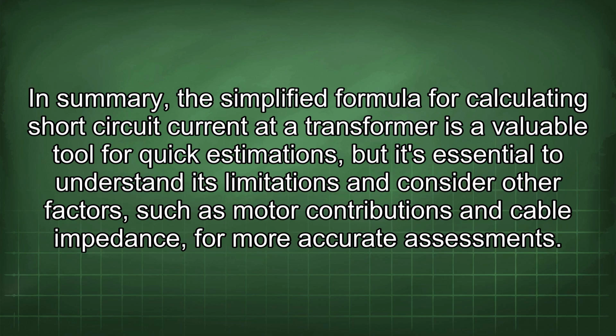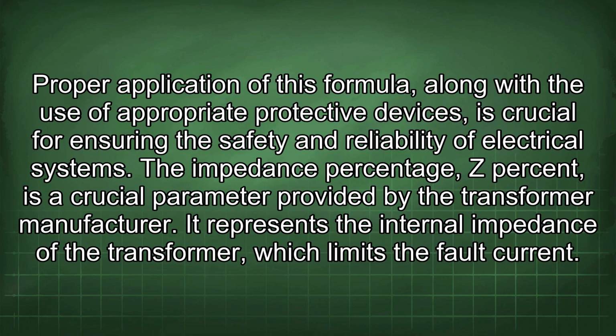In summary, the simplified formula for calculating short-circuit current at a transformer is a valuable tool for quick estimations, but it's essential to understand its limitations and consider other factors such as motor contributions and cable impedance for more accurate assessments. Proper application of this formula, along with the use of appropriate protective devices, is crucial for ensuring the safety and reliability of electrical systems.